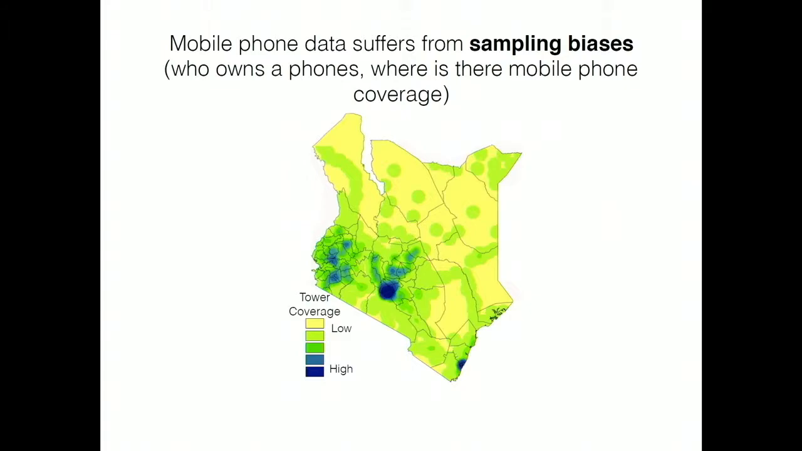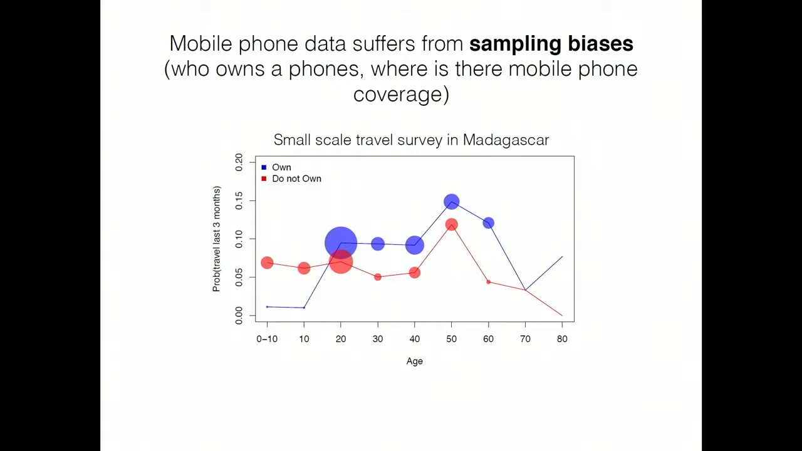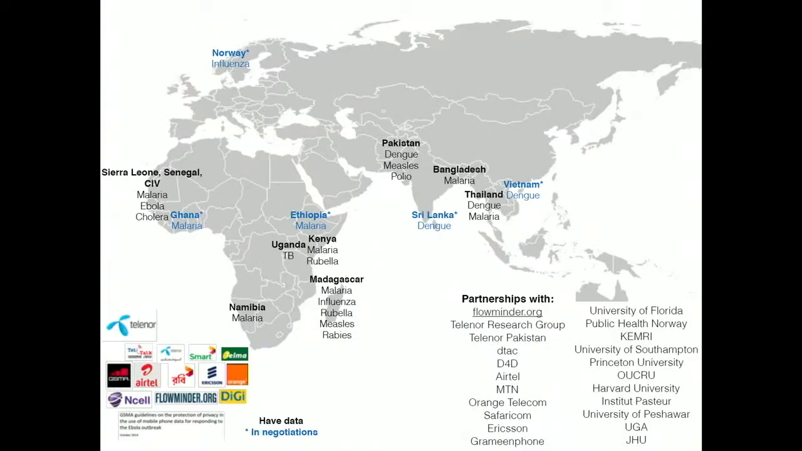So there's lots of biases with these data. If there's no mobile phone towers, we can't do anything in those situations. So particularly in very remote or rural areas, there may not be any coverage. And it's also biased by ownership. Not everyone owns a mobile phone, and so we're definitely missing certain populations, particularly children.